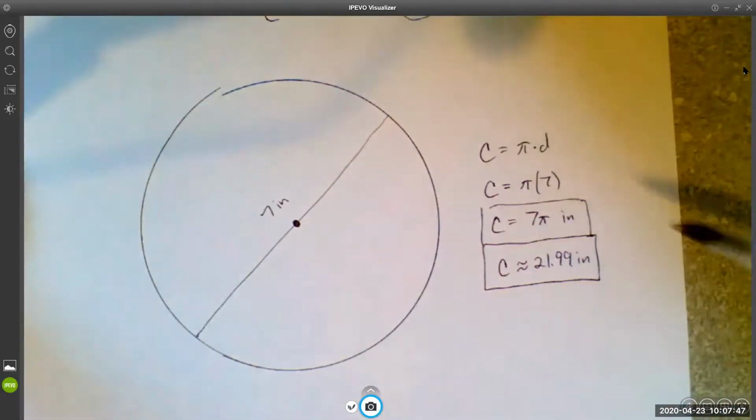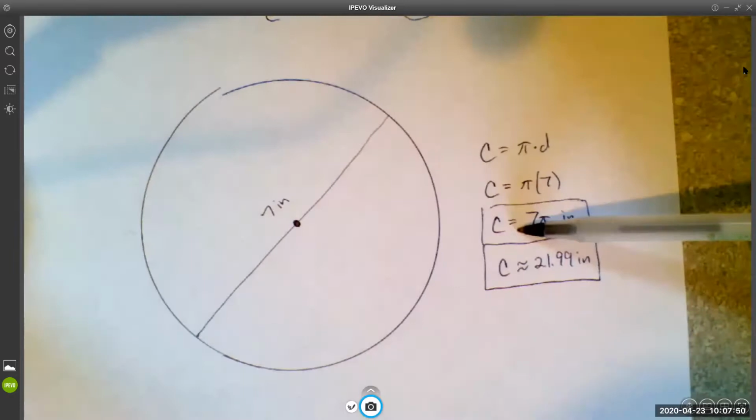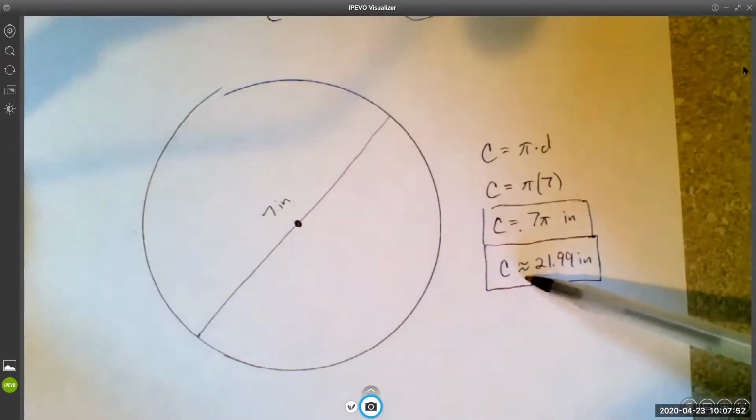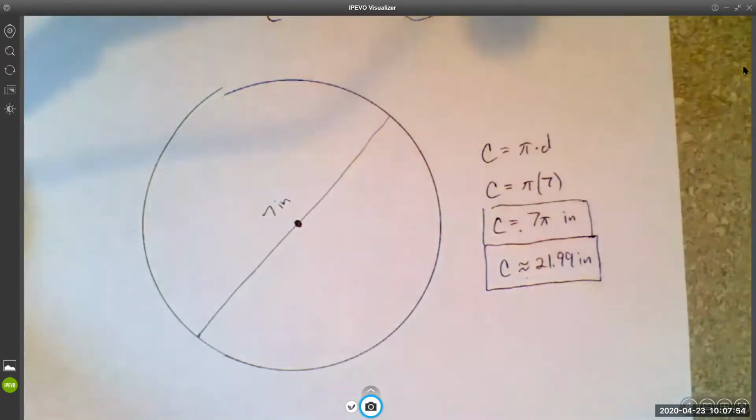And again, note the use of equal signs here versus an approximation sign here. It's because the circumference is not equal to 21.99 inches. It's about 21.99 inches.